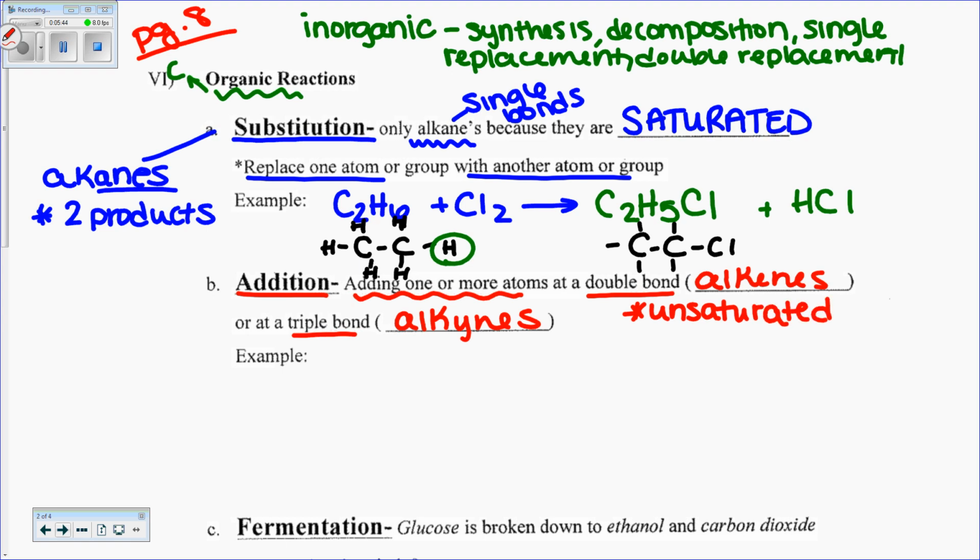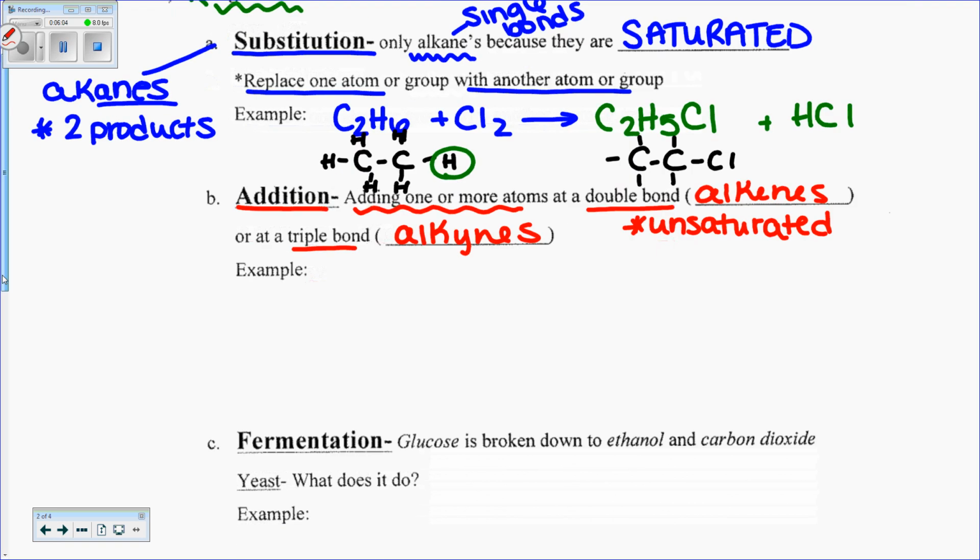Because when we think about unsaturated before, in a solution, we would think that means it's not full. Well, it's sort of the same thing here. If I have a double bond, I'm full. I have enough electrons. But if I want to add somebody on, it could share those electrons. So let me show you what that looks like.